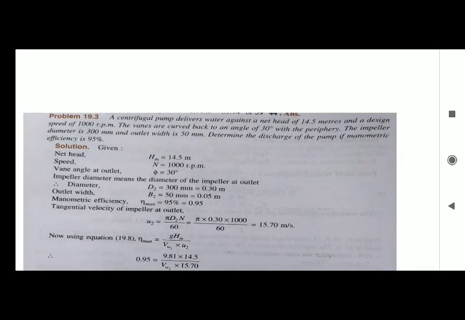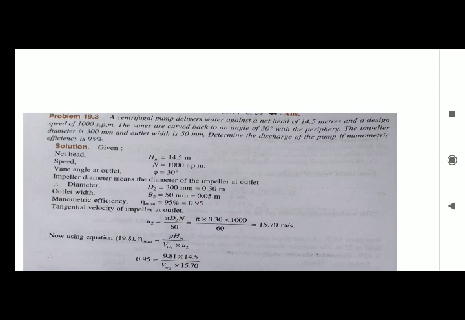First one: a cylindrical pump delivers water against a net head of 14.5 meters and a design speed of 1000 rpm. The vanes are curved back at an angle of 30 degrees. That is nothing but vane angle. The impeller diameter is 300 mm. We don't know whether that is outer diameter or inner diameter. If simply given as impeller diameter, then we should consider the diameter as outer diameter only. And outer width is 50 mm. Determine the discharge of the pump if manometric efficiency is 95%.